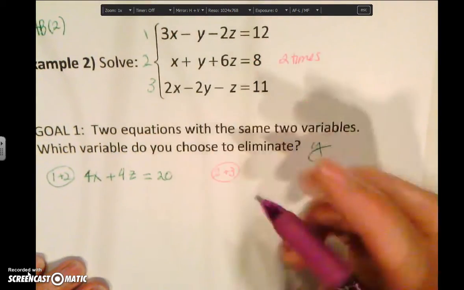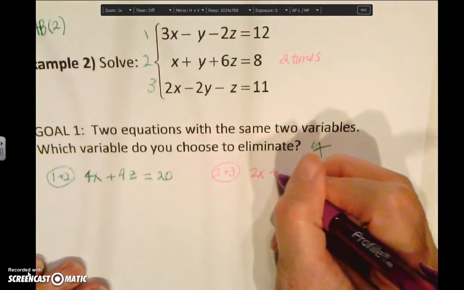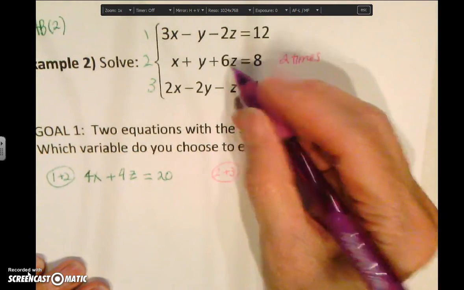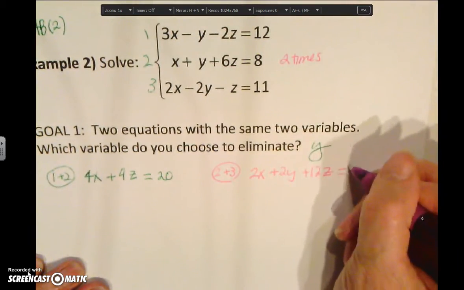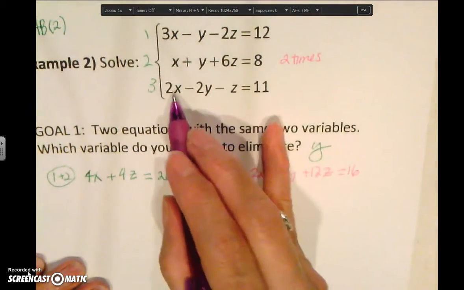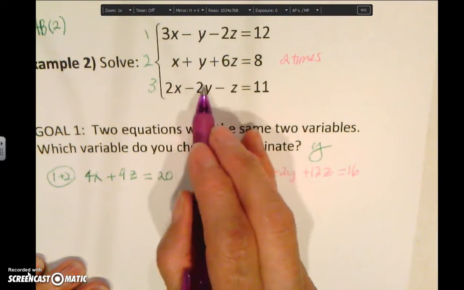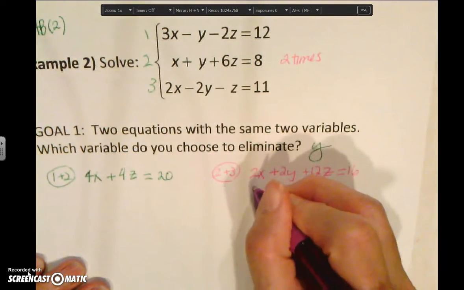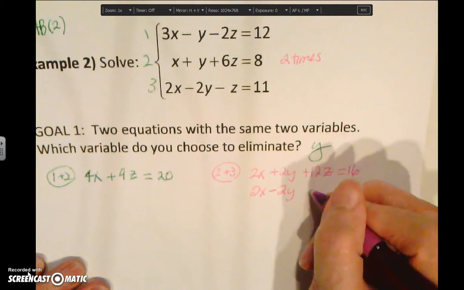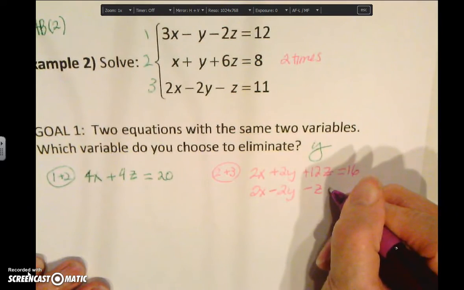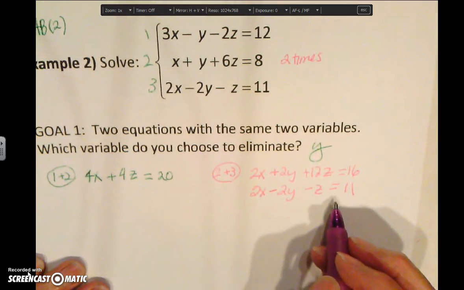So 2 times x is 2x. 2 times y is plus 2y. 2 times 6z is plus 12z. And then 2 times 8 is 16. Now this one I'm just going to copy because I'm going to change these both to 2's. So this is already a 2 and negative. So I'm just going to copy this down. So that's 2x minus 2y minus z is equal to 11. Be real careful with your signs and try to be as neat as possible.